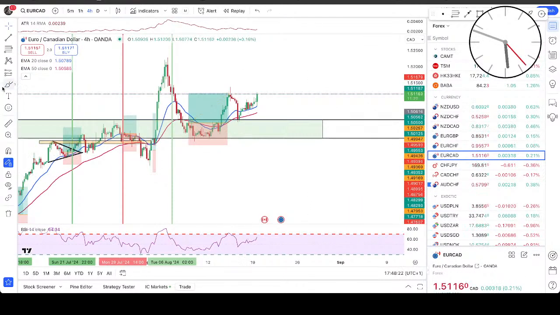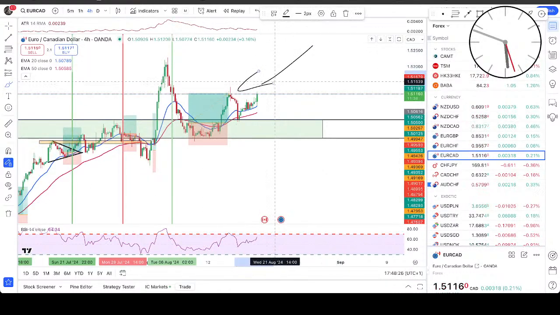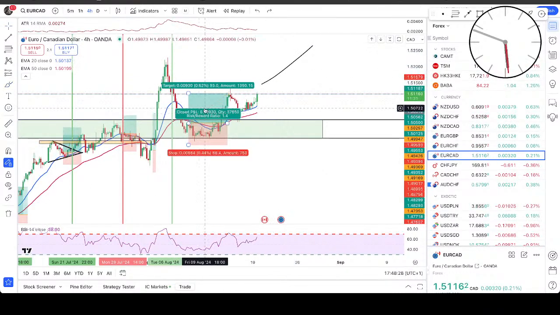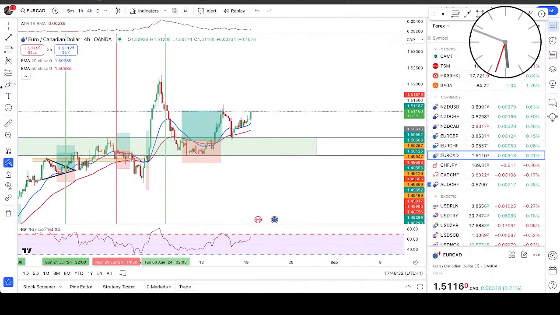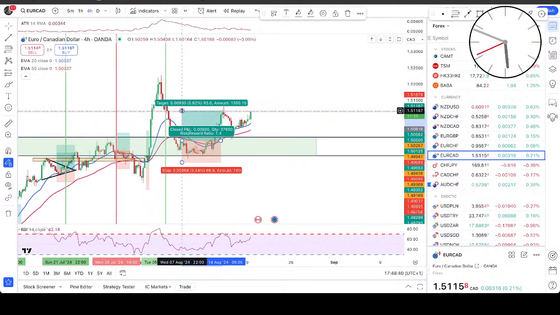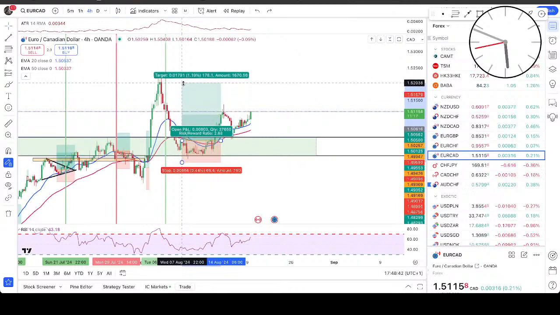EuroCAD, this was the only pair that gave us some good profit out of the trade alerts I've sent. Nicely pushed up, hitting targets of 93 pips. So I'm not taking any trades for this one until we break above this high. And if you are still in the trade, we are still good to manage this trade till here.